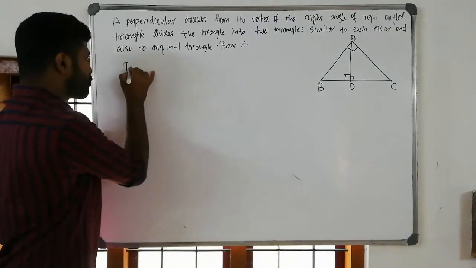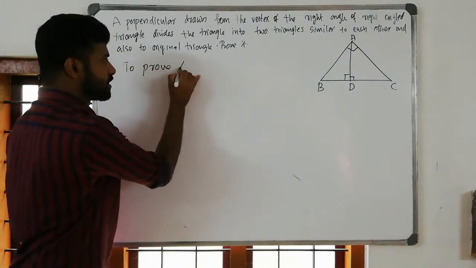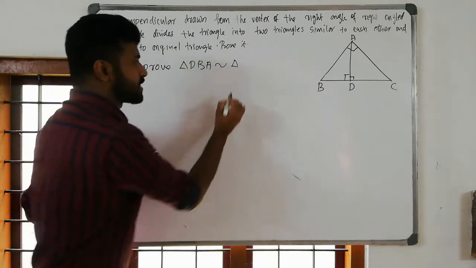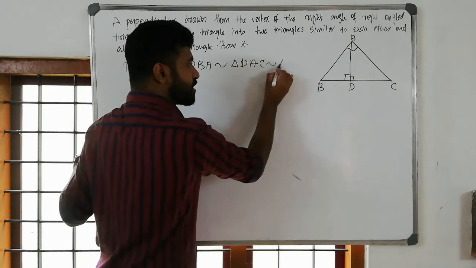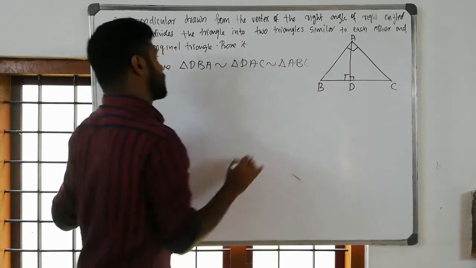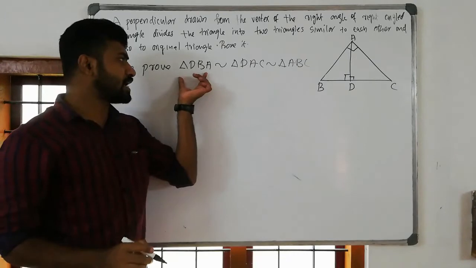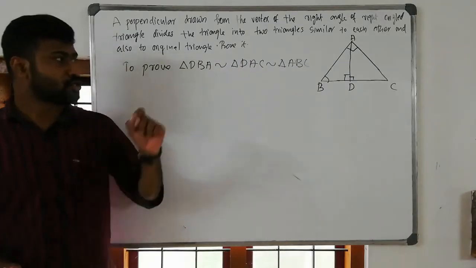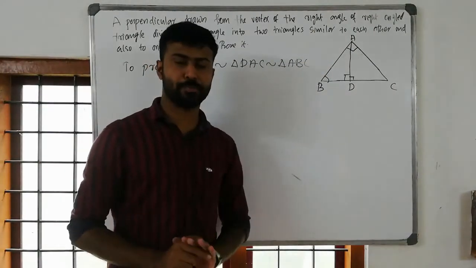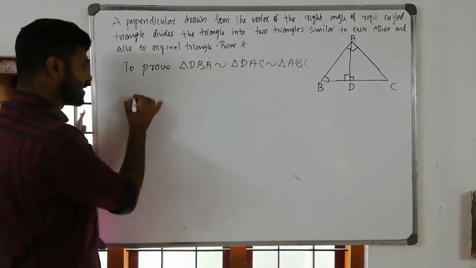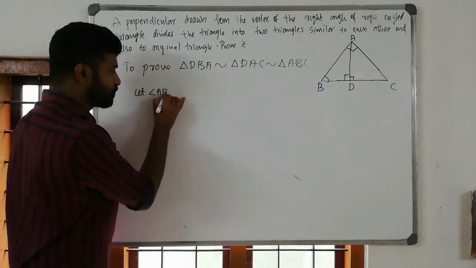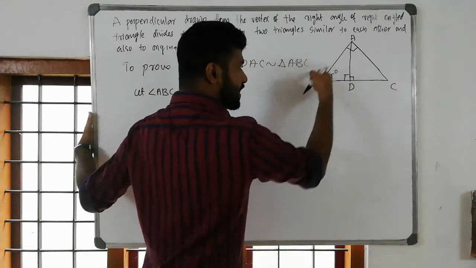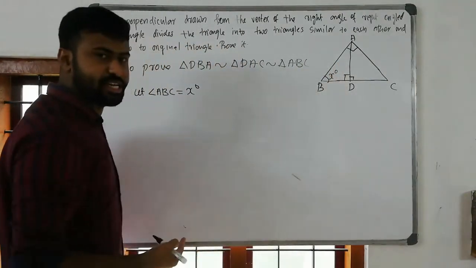That is, we have to prove triangle DBA is similar to triangle DAC is similar to triangle ABC. First we are going to prove triangle DBA is similar to triangle ABC. For that, draw this figure once more in your notebook and let angle ABC be x degree. Let's mark it on your figure. Angle ABC equal to x degree.